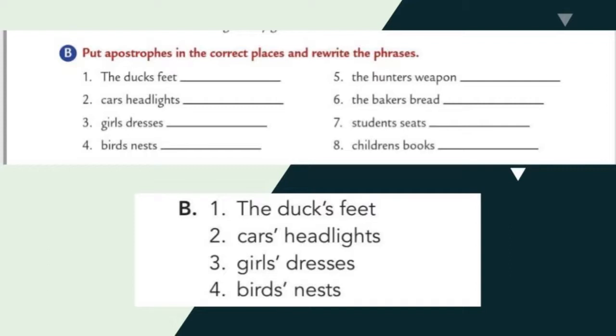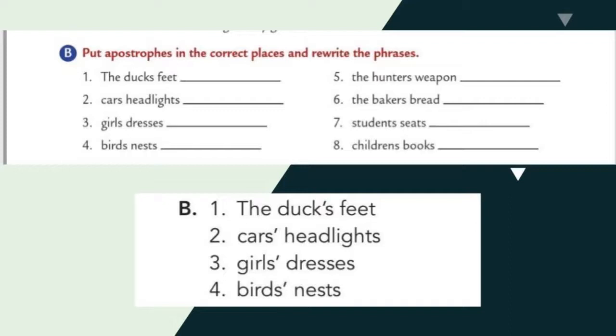Okay. Let's move to the second one, cars' headlights. Cars is the plural noun, so there is no need to use apostrophe s, just an apostrophe is enough after the noun cars. So cars' headlights. And then the third one is girls' dresses. The dresses belong to the girls, so here we should use an apostrophe after the noun girls. So girls' dresses. And the fourth one is birds' nest.